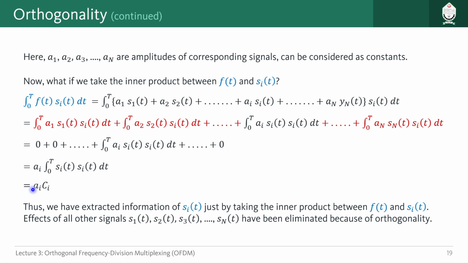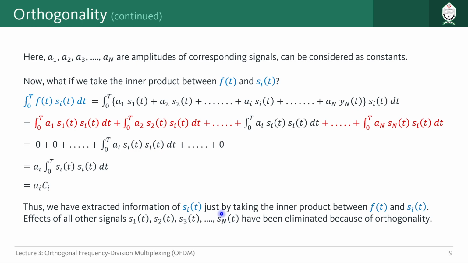Previously, we had seen that our f of t is just the linear combination of n different signals. Each of them has a different amplitude, which is a1, a2, a3 up to an. These are the information lying inside each of the signals. So we are just taking the inner product with one of the signals Si, and that is returning us the value of Ai, the amplitude of Si of t. So these are the powerful implications of orthogonality. Just by taking the inner product with Si of t, we are extracting its information. This is what will be used in OFDM, and also in some other aspects of communication systems.